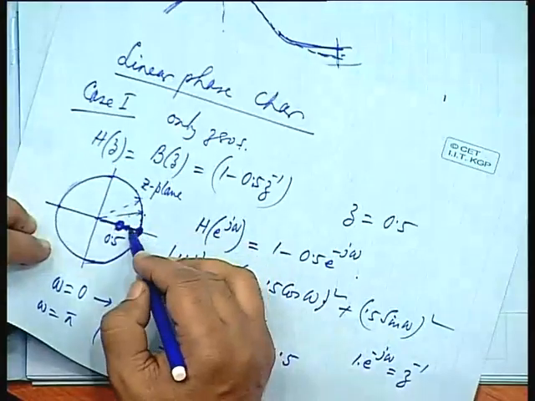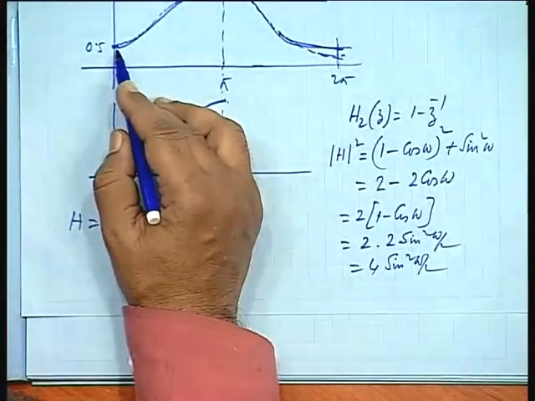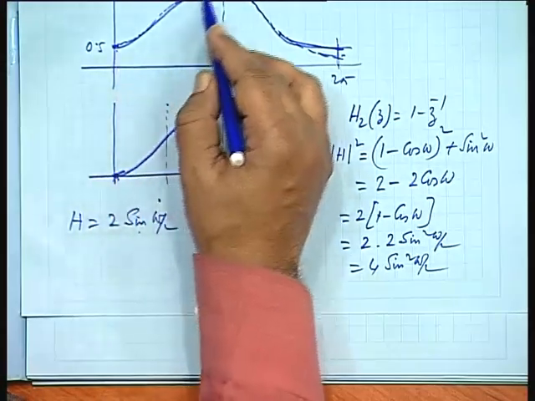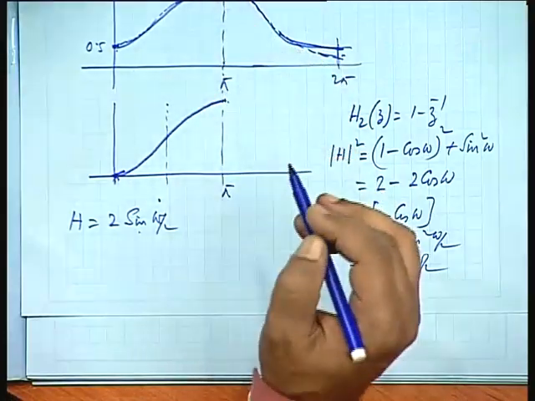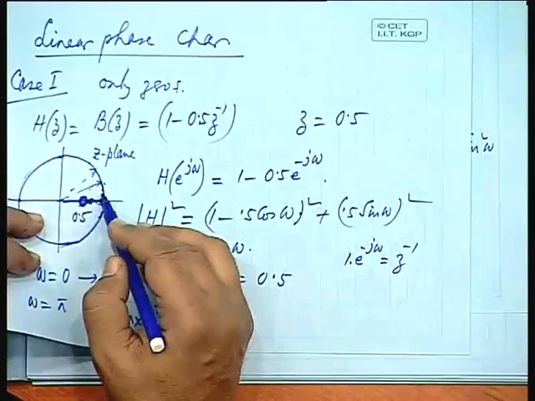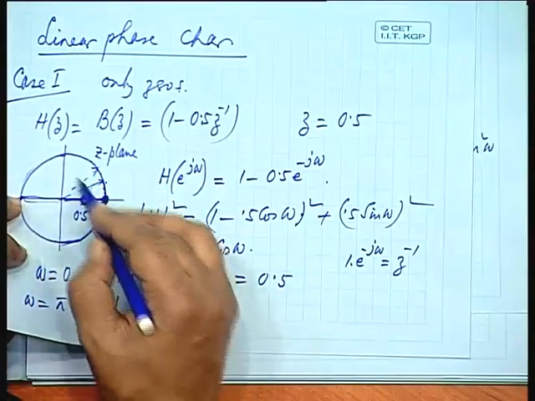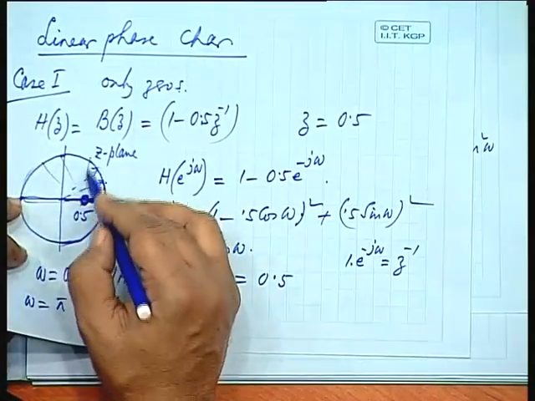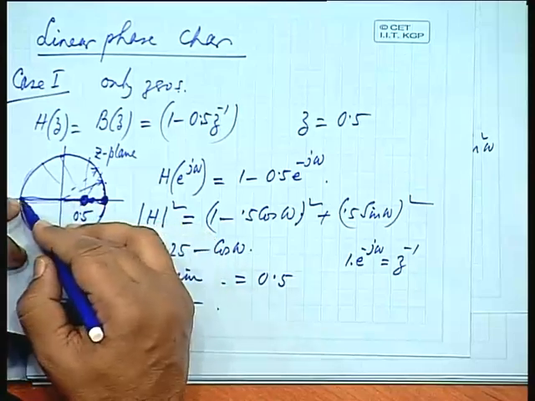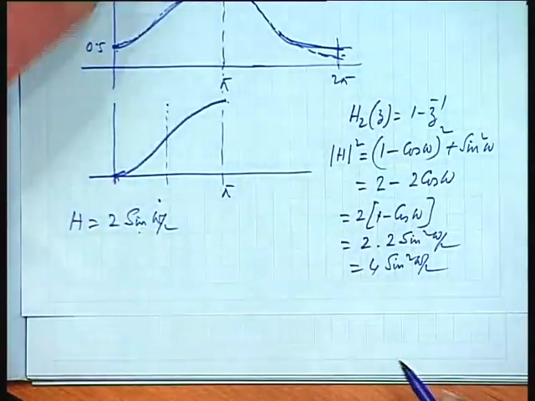If it is a little inside, then it starts from a non-zero value, but in any case it reaches maximum at omega equal to pi. Omega equal to pi means here, then the distance is maximum. From here the distance is so much, at any other location it is maximum at this point. So, this is a high pass filter.